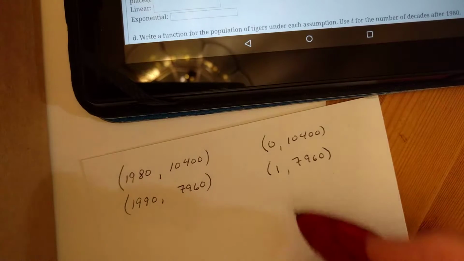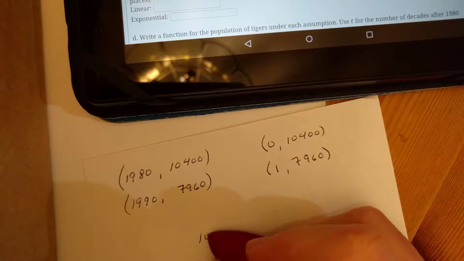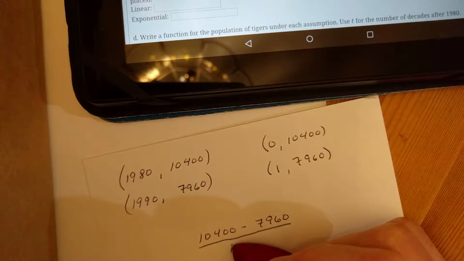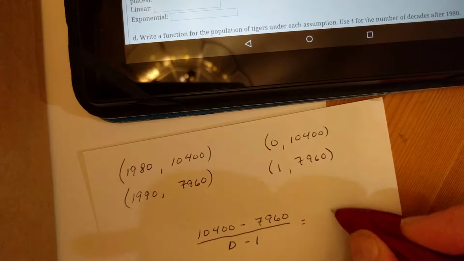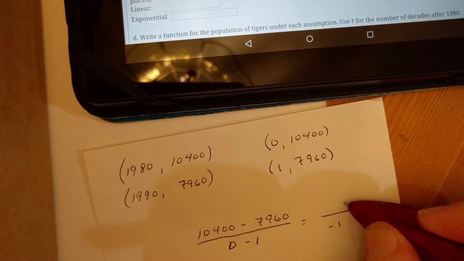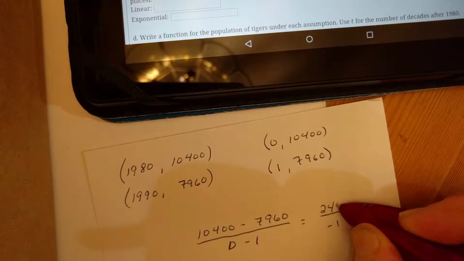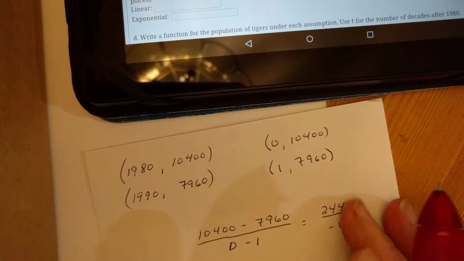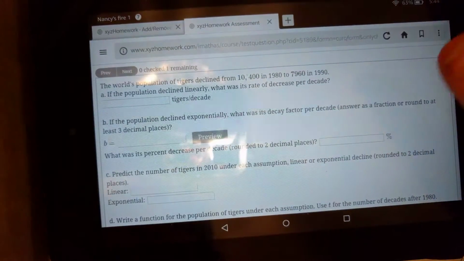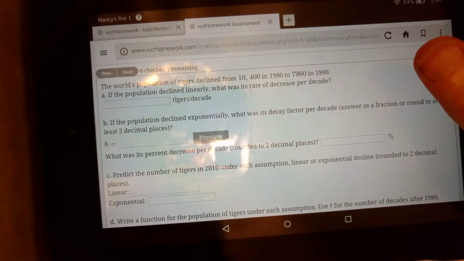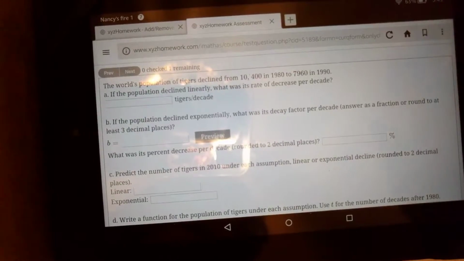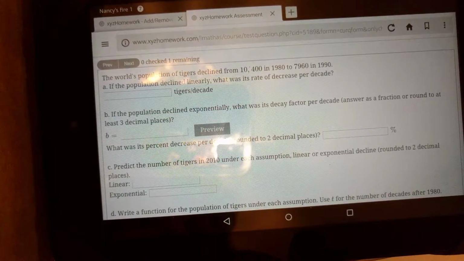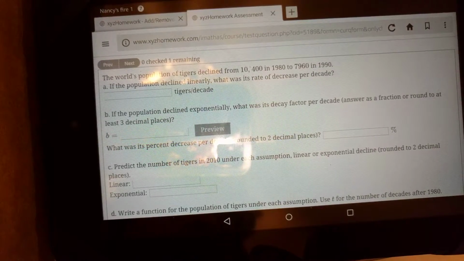Now I'm just after my slope. So the slope is the change in y over the change in x, divided by 0 minus 1, which gives us negative 2,440. So our slope is actually negative 2,440. The wording on the question is, if the population declined linearly, what was the rate of decrease? So the rate of decrease was 2,440 tigers per decade.